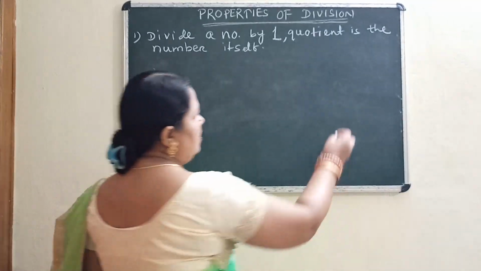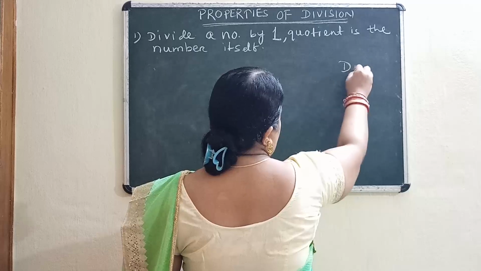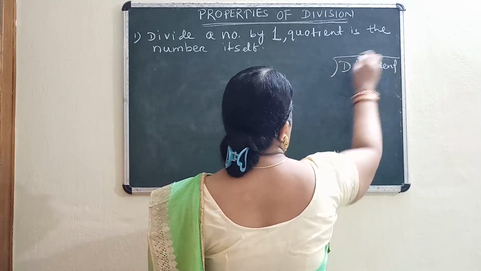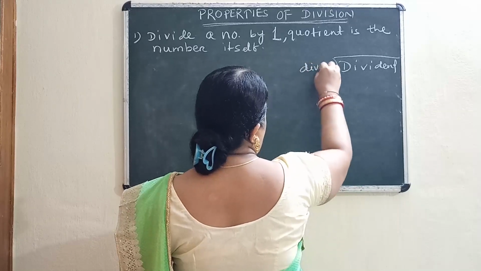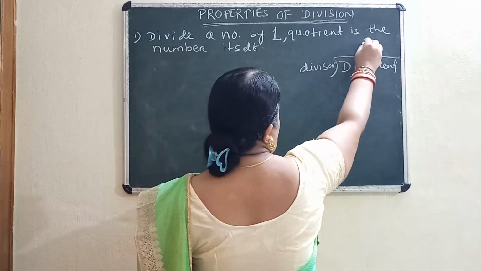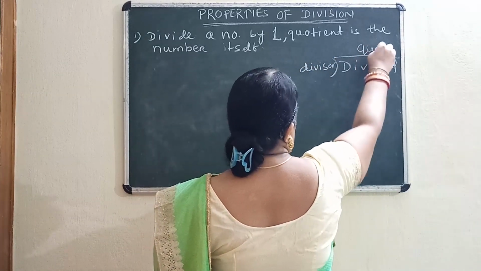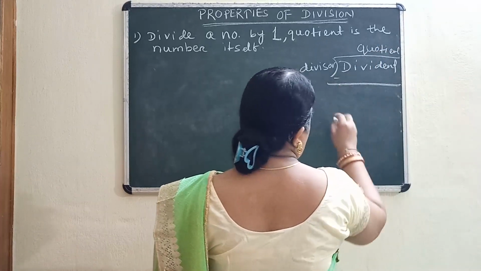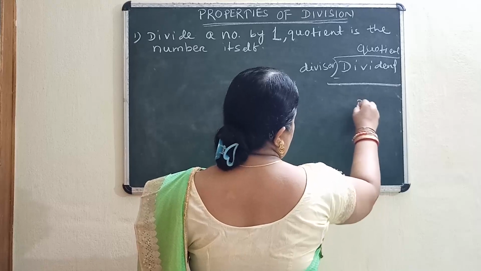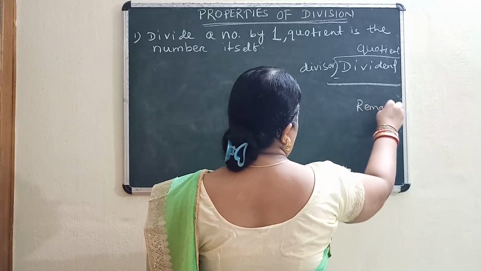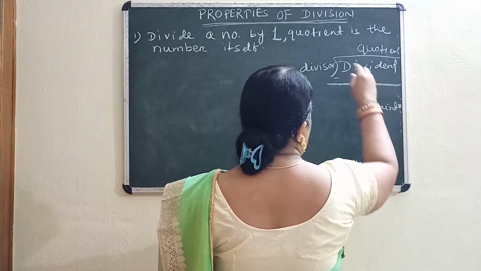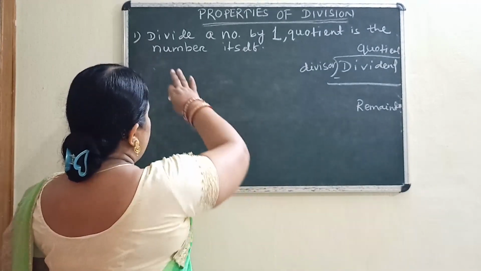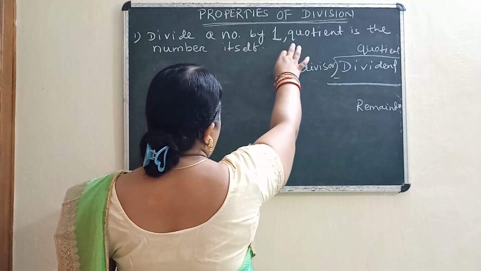Let me remind you what terms we are using. This is the dividend, and this is what we are dividing by, the divisor. The answer we get is the quotient, and whatever is left after division is called the remainder. All these four terms we discussed in the last class. So what is this property? Divide a number by 1.